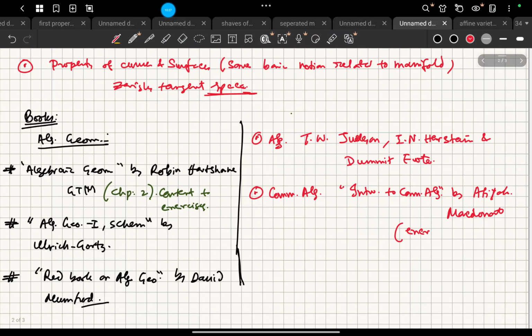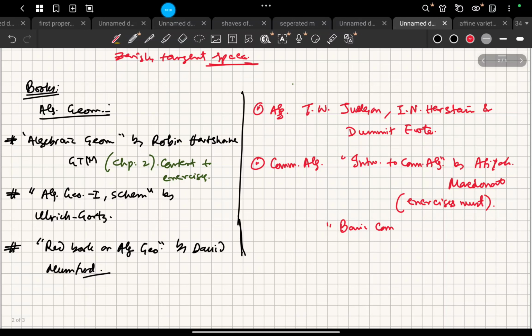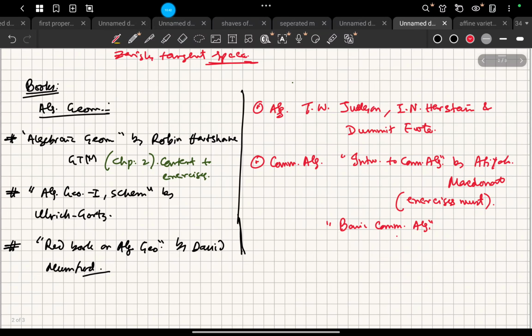And for building concepts, Basic Commutative Algebra, you can follow the one by, I think, Balwant Singh. Here you can of course visit the content and, if possible, the exercises.